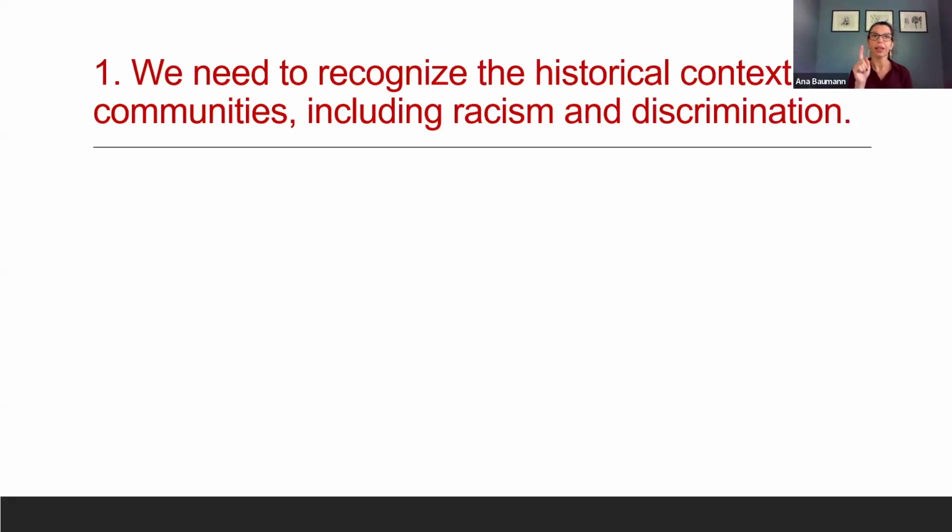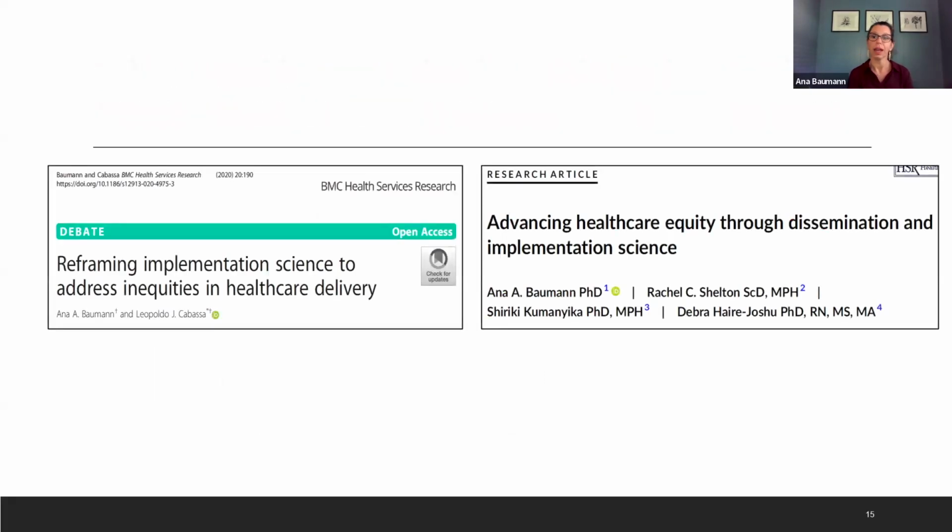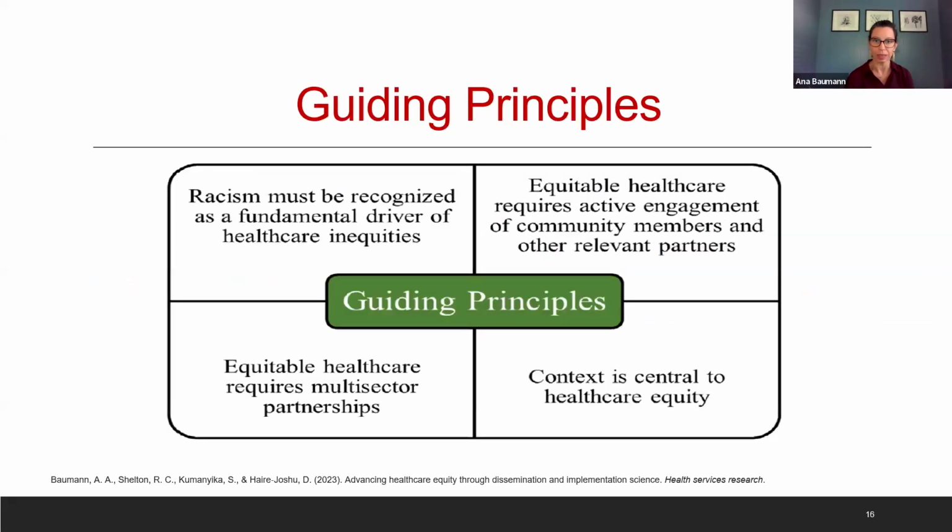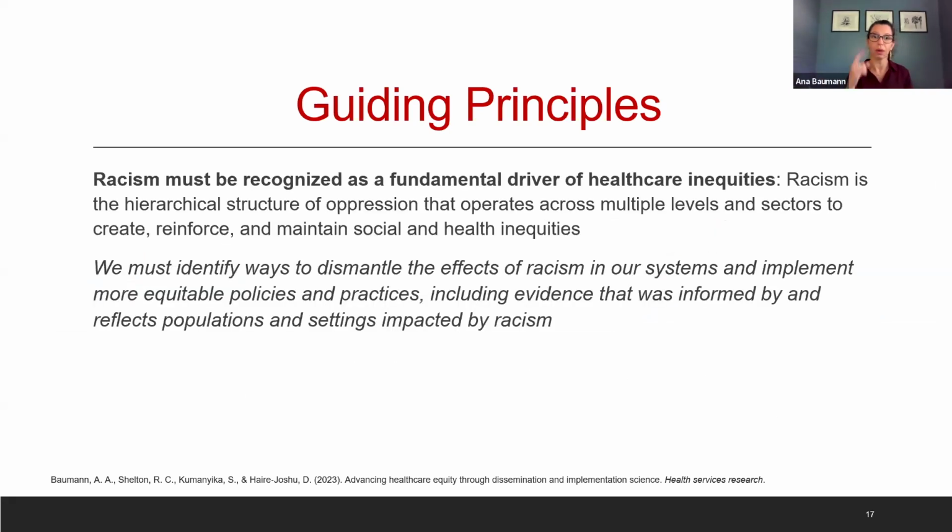Number one, for us to really reach and engage people, we need to recognize the historical context of the communities, including racism and discrimination. I'm going to bring 2 pieces of my own work just because I like the work that I do. And then we're going to work through those pieces. In one of our papers, we talk about the guiding principles that we could think about when we think about healthcare equity. Let's go through them. 1, racism needs to be recognized as a fundamental driver of healthcare inequities.